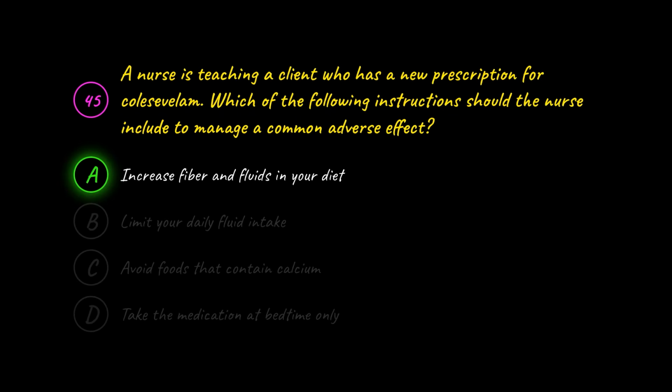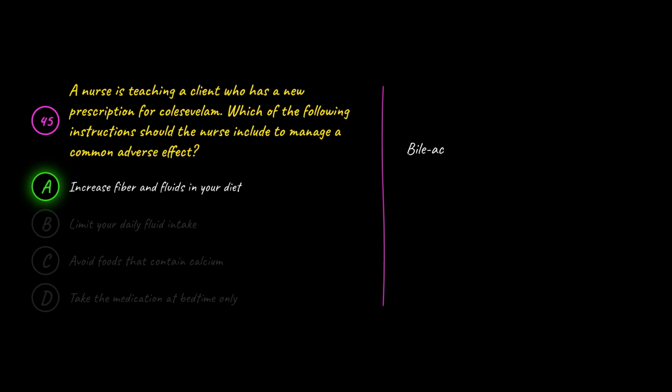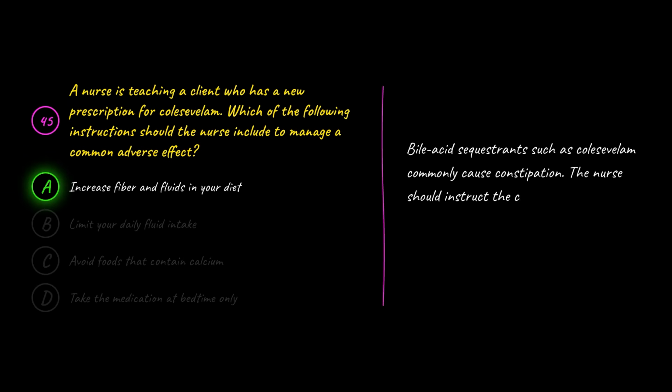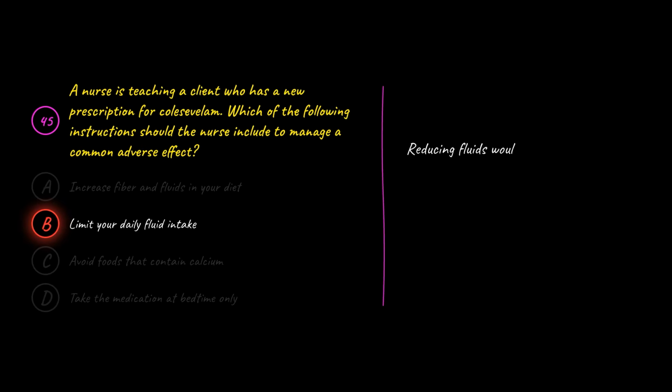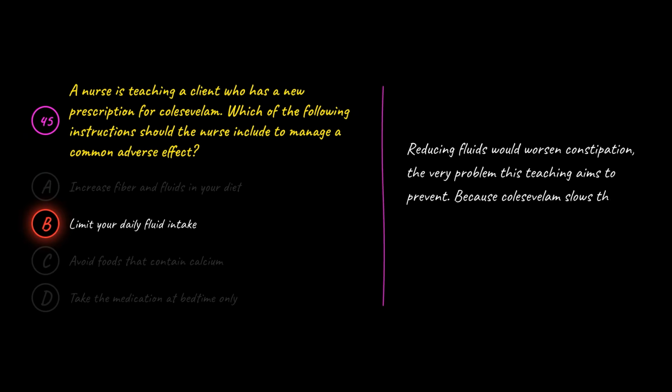The correct answer is A. Increase fiber and fluids in your diet. A is correct because bile acid sequestrants such as colsevelam commonly cause constipation. The nurse should instruct the client to increase dietary fiber and fluids, which promote regular bowel movements and help relieve this frequent adverse effect of the medication. B is wrong because reducing fluids would worsen constipation, the very problem this teaching aims to prevent. Because colsevelam slows the bowel, the client needs more fluid and fiber, not less, to keep stool moving comfortably.